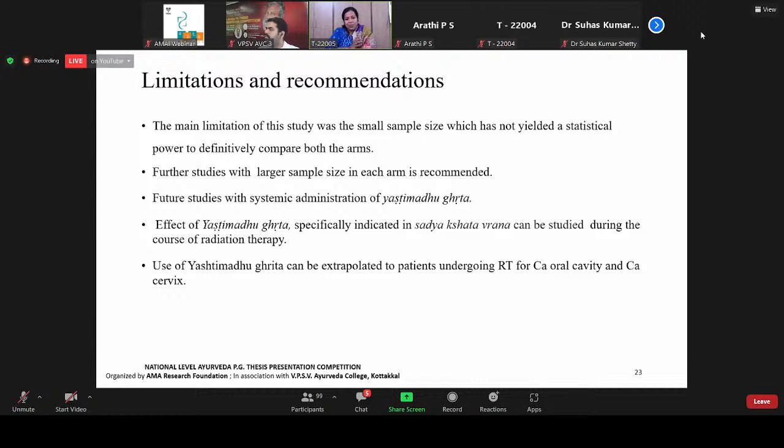And further studies with systemic administration of Eshtimadugrida are recommended, and the effect of Eshtimadugrida is specifically indicated in Sadyovrana, and it can be studied during the course of radiation therapy. And use of Eshtimadugrida can be extrapolated to patients undergoing radiation therapy for CA oral cavity and CA cervix.